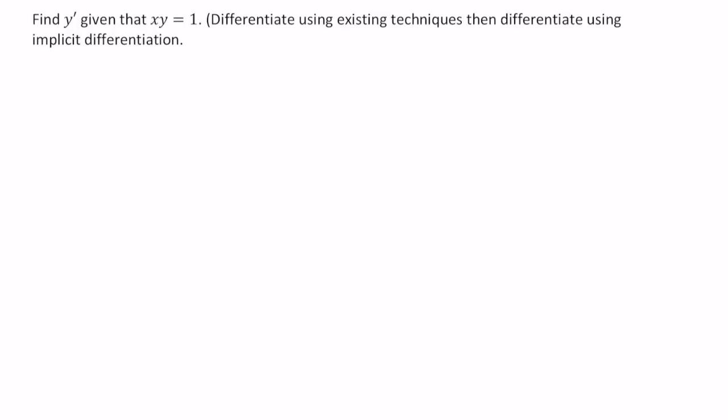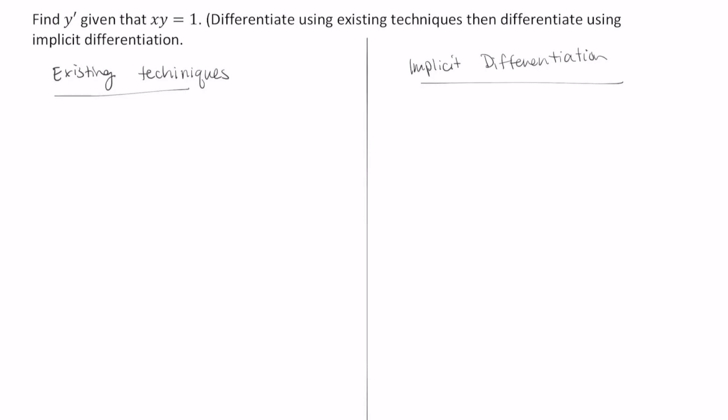In this video, we're going to find the first derivative of this function xy equals 1. We're going to do this two ways, first using existing techniques, then using implicit differentiation. Okay, let's begin with existing techniques.